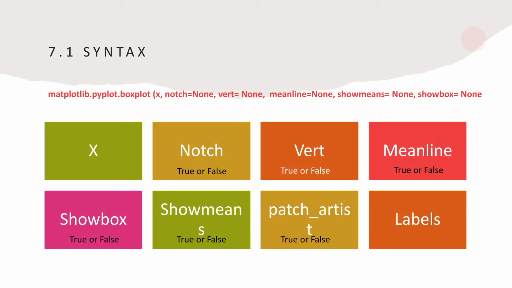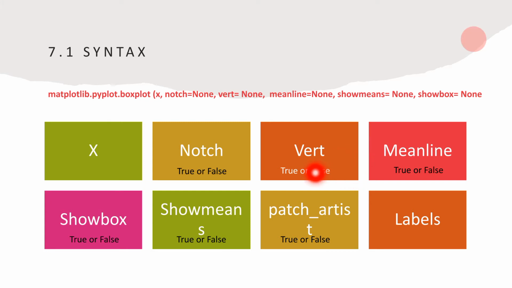The box plot graph looks like this, and it may be horizontal or vertical. The syntax consists of these 8 terms. This is the syntax of box plot, and this contains the complete syntax: x, notch, vert, whis, and so on. x is the data, notch is a true or false for notching the graph. I will give you an example for that. vert means vertical.